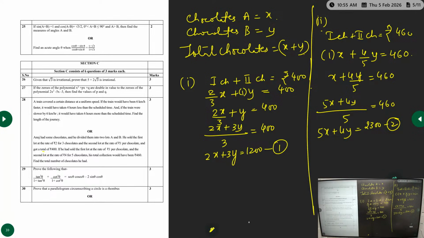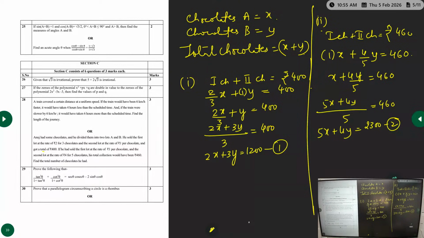Y? 200. Okay. What about x? 10. One student already got y as 200. Yes, sir, 200. X is equal to 300. Okay. X is how much? 300. Y? 200.